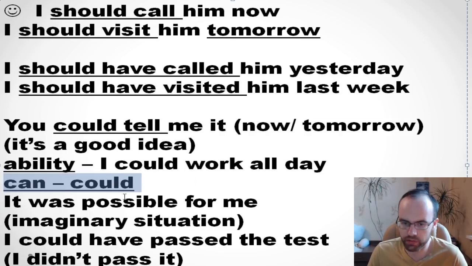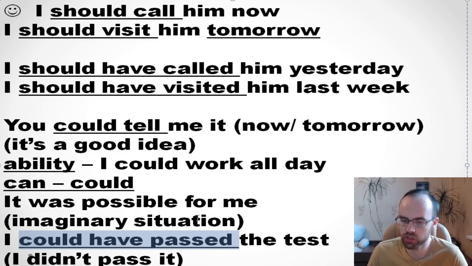It was possible for me. And if it's about an imaginary situation, we use could have done. Look, I could have passed the test. So in fact, I didn't pass it, but it was possible. I could have done it.